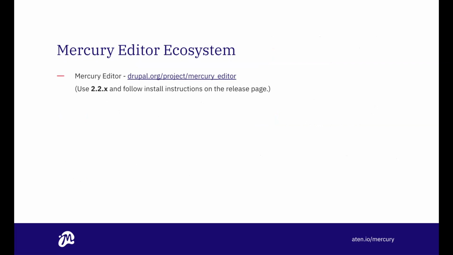I want to talk briefly about the ecosystem for Mercury Editor. First and foremost, of course, is the Mercury Editor module itself. We're at version 2.2 as far as stable release. It's 2.2.1. I think there's been one release since the last webinar about this. We were at 2.2.0 previously.